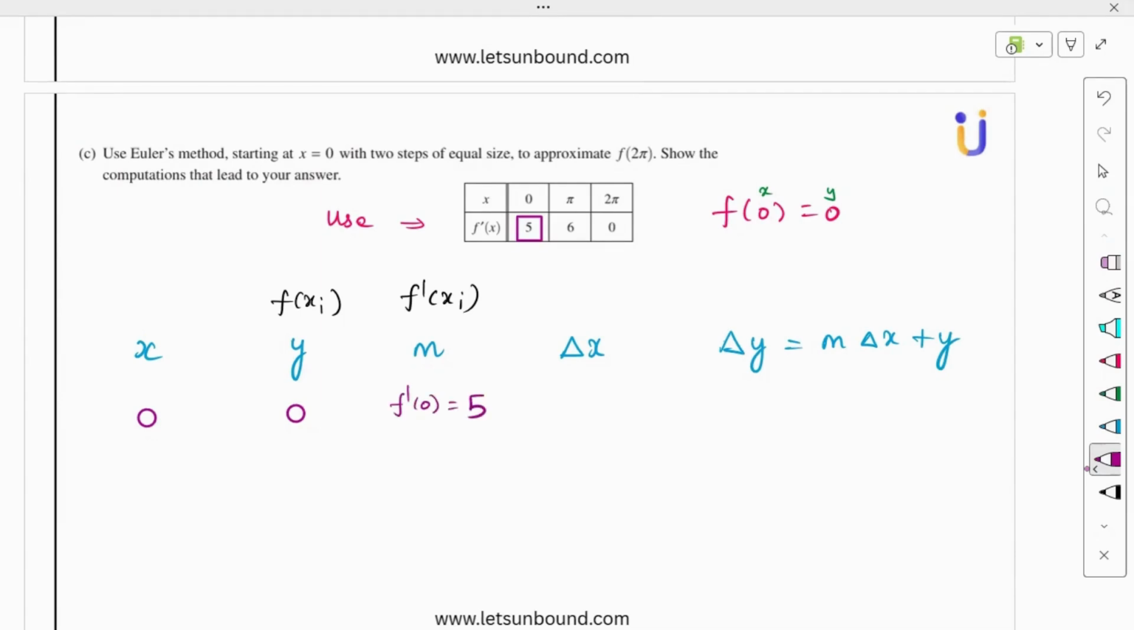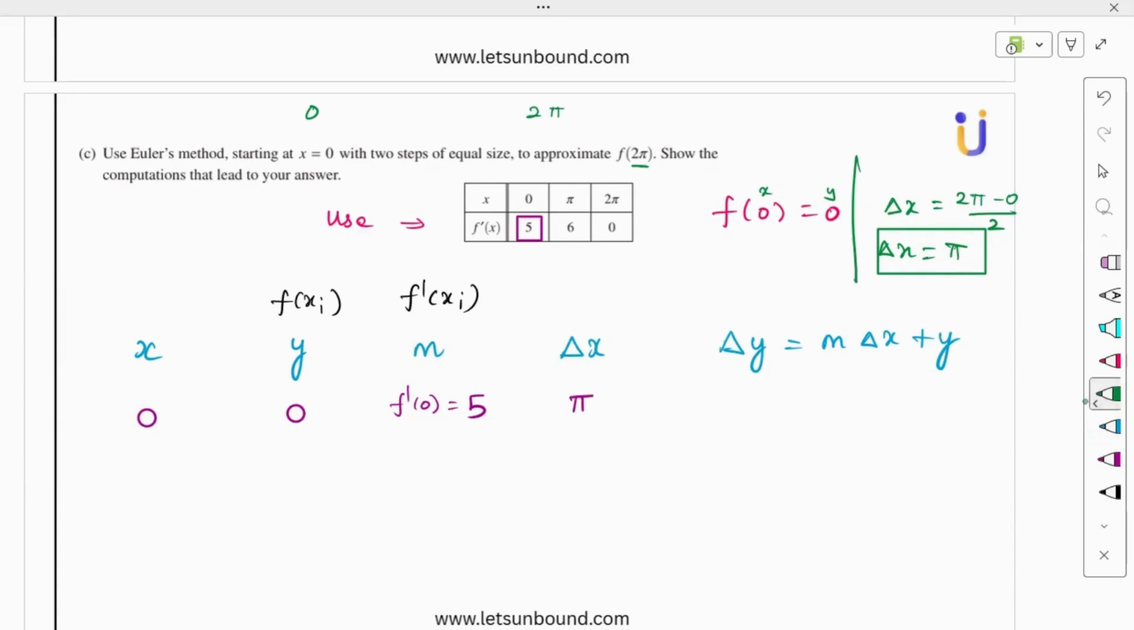Then del x. What is this del x? That's very important. You can do it at the first. Del x is the step size, the interval that we are working at. We are starting from 0 and we wish to approximate till pi, 2 pi. So the difference, 2 pi minus 0, divided by the number of steps, which is 2. So del x is 2 pi by 2, which is pi. That's fixed. It's pi every time.